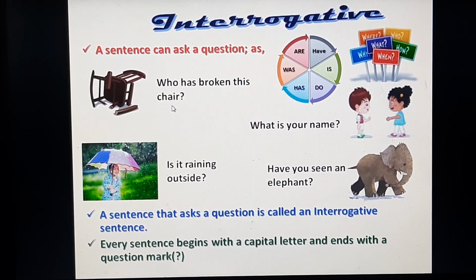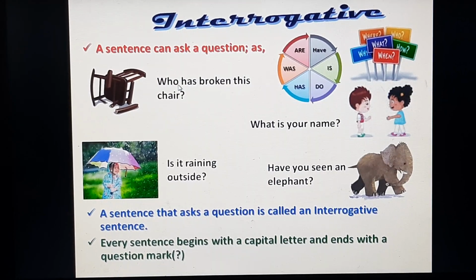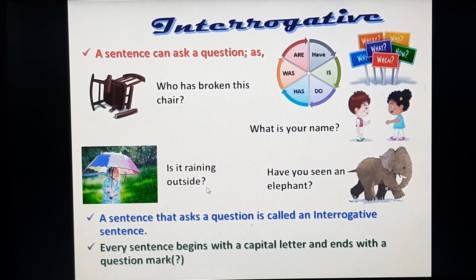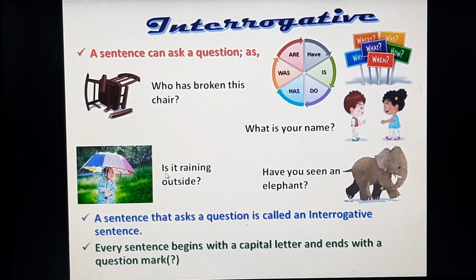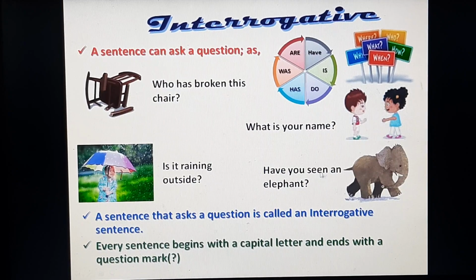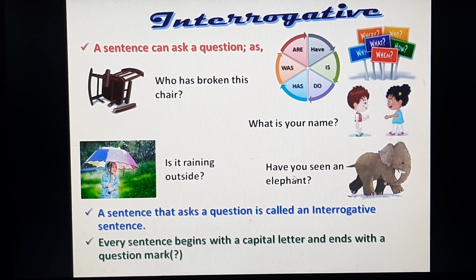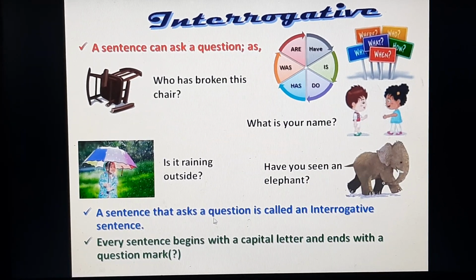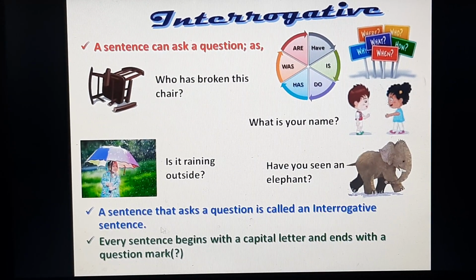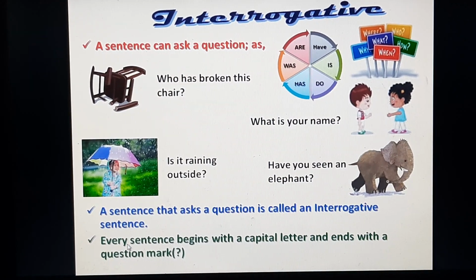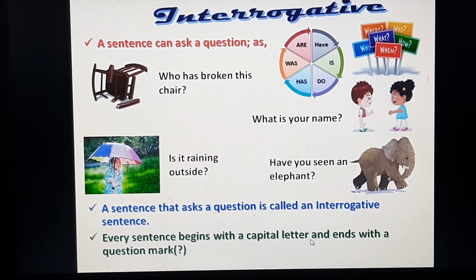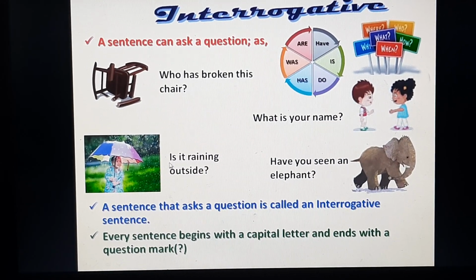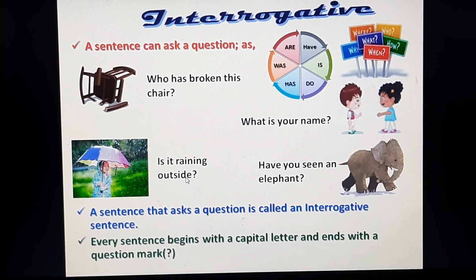So, who has broken this chair? It's a WH question. What's your name? It's a WH question. Is it raining outside? It is a question but beginning with the verb. Have you seen an elephant? It is a verb question starting with have. So, all sentences that ask a question are called interrogative sentences. Every interrogative sentence begins with the capital letter and ends with the question mark. So, that is the punctuation: begins with capital letter, ends with the question mark.